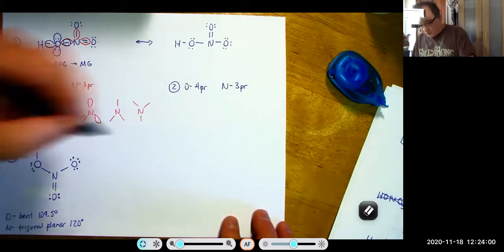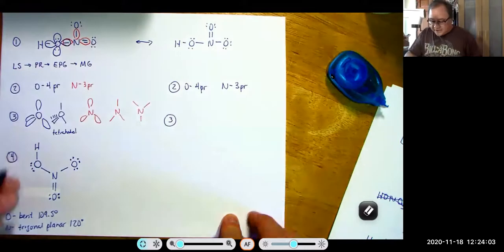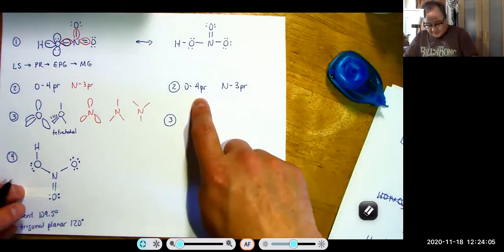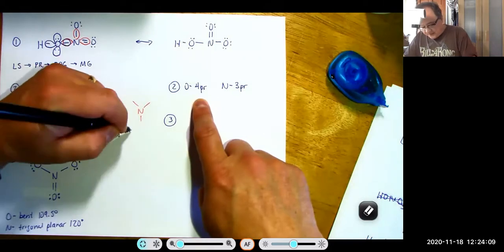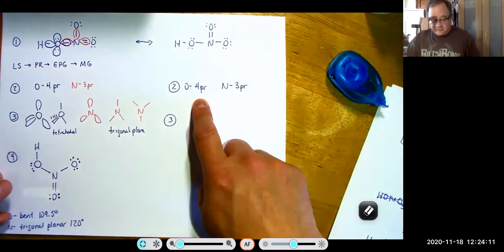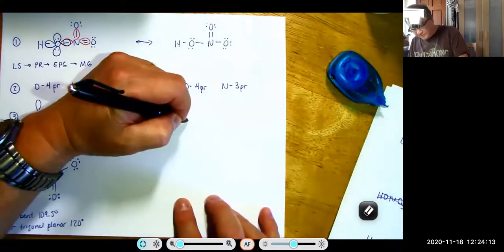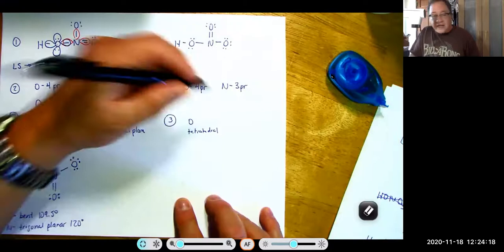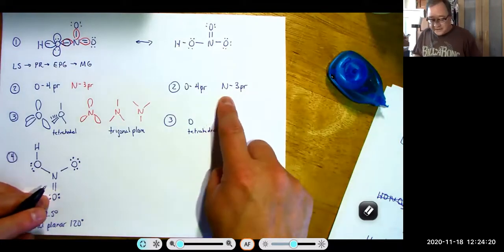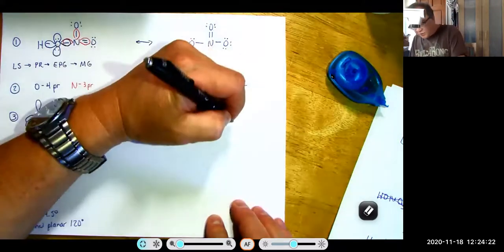All right, so what is the electron pair geometry of this guy with 4 pair, tetrahedral? And what is the electron pair geometry of the nitrogen with 3 pair? It's trigonal planar.